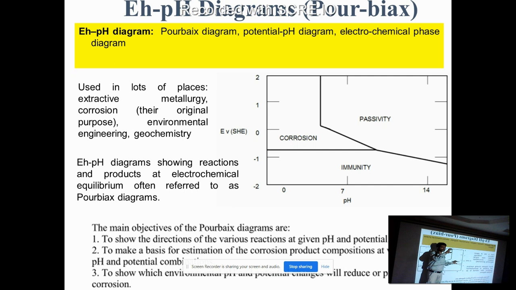Because we have to talk about the stability of the phases, because the diagrams are phase diagrams. We have to talk about the stability. So metal ion is stable in this zone.